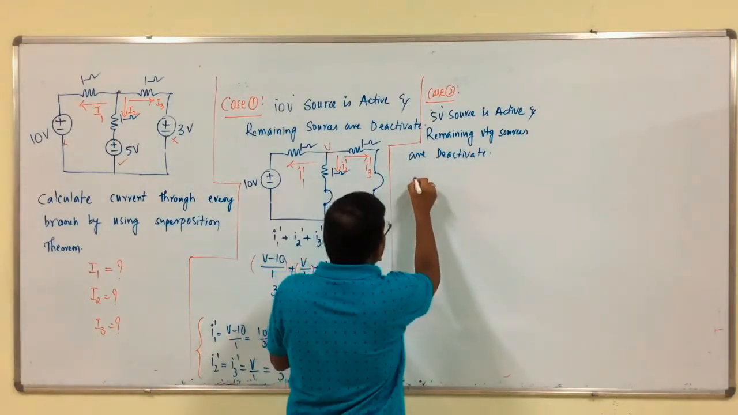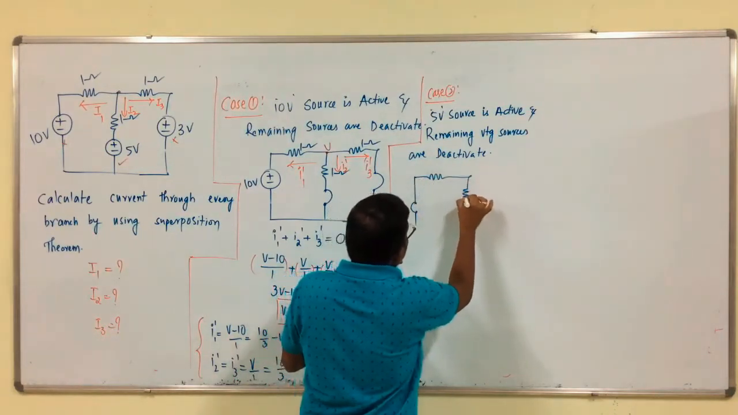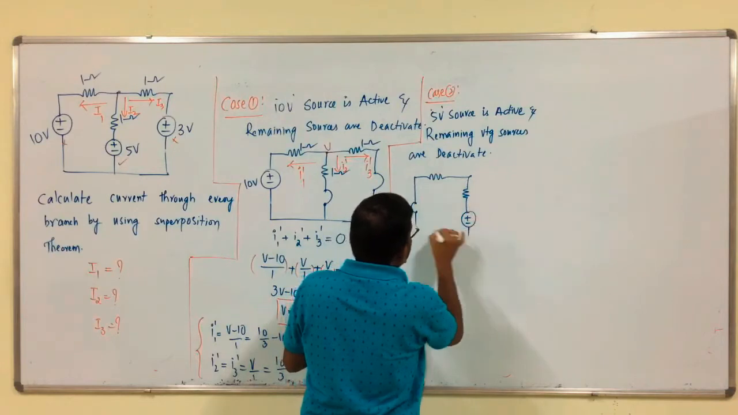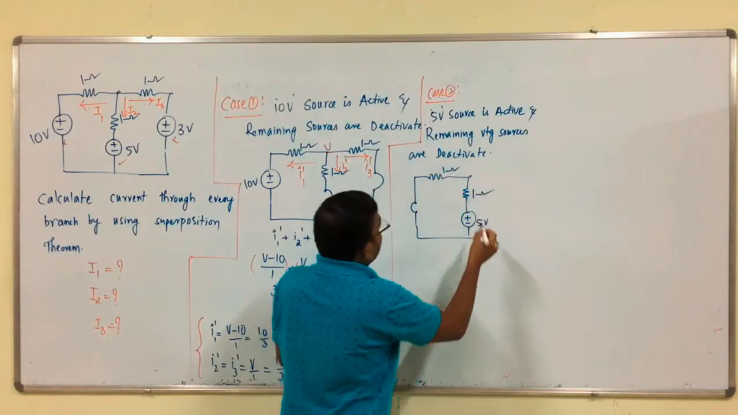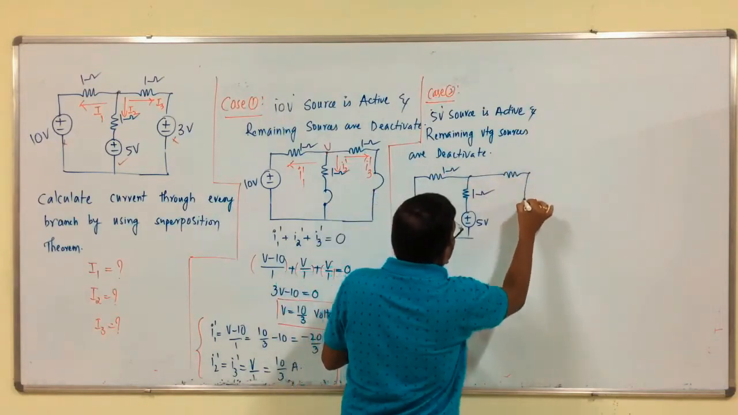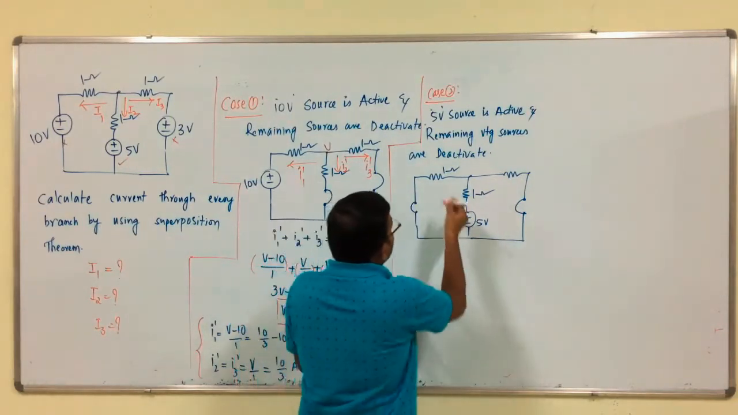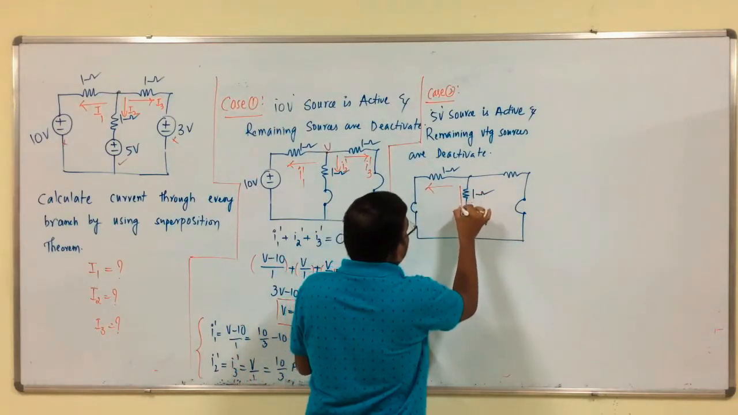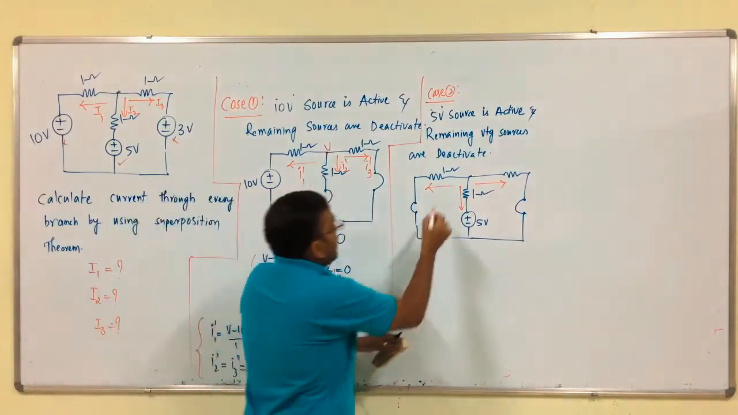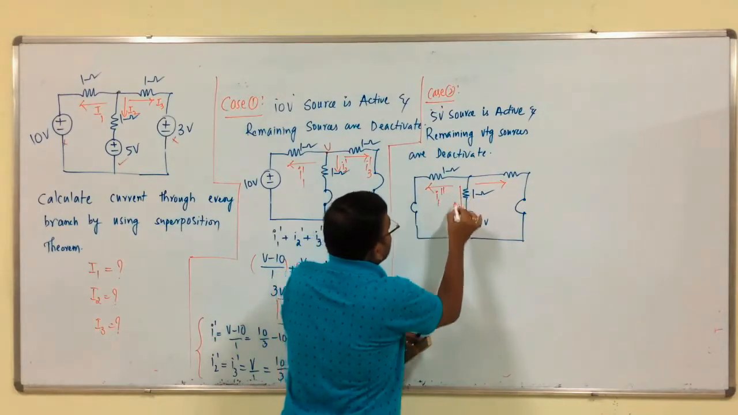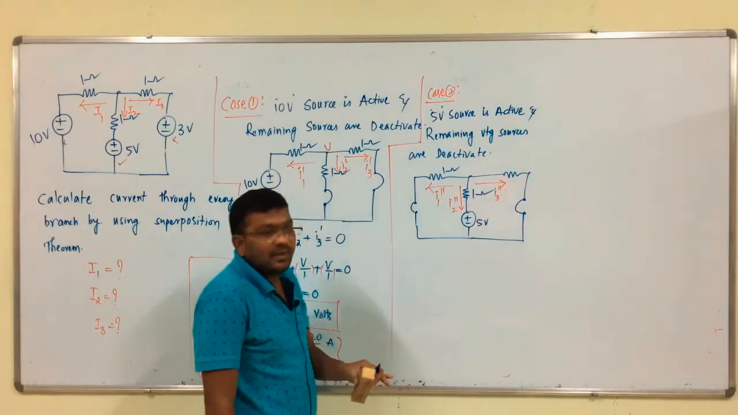Then the circuit becomes: this is short circuited, 1 ohm, again 1 ohm, this is 5 volts, 1 ohm, 1 ohm, again short circuited. So again the assumed current directions are I1, I2, I3, and now they are I1 double dash, I2 double dash, I3 double dash. Okay.